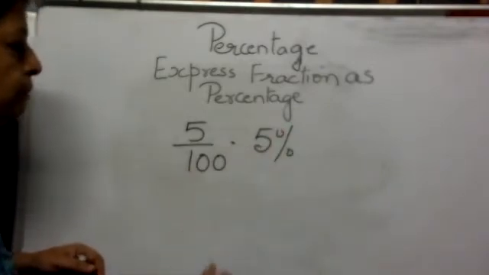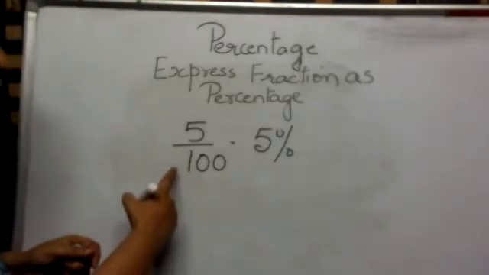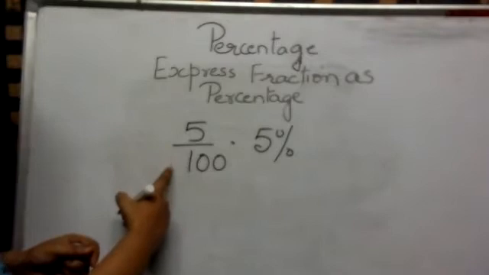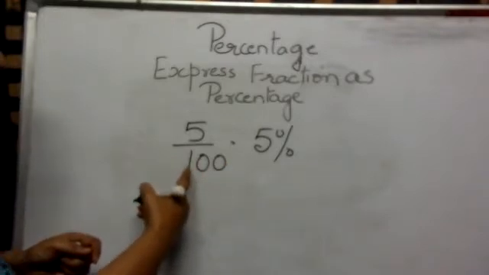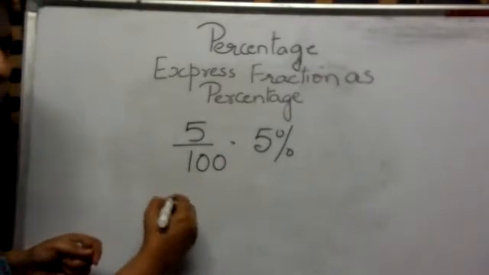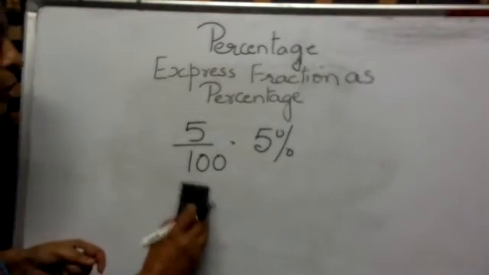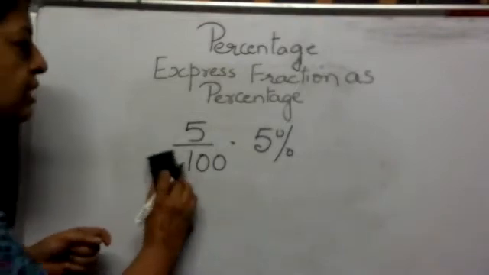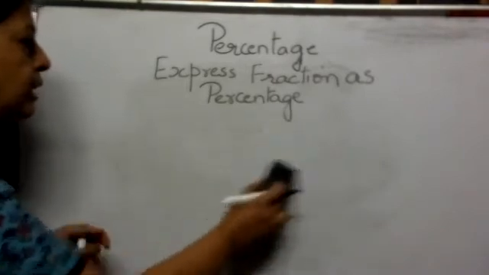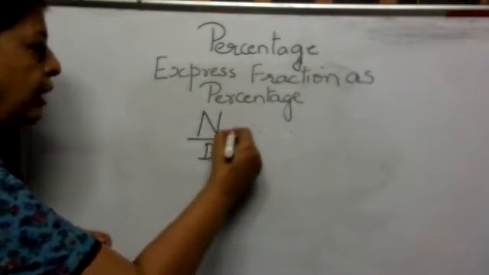So, the way to express a fraction as a percentage is: if the denominator is 100, then you can write it directly. But there is a simple formula or a simple rule which you can follow to express a fraction as a percentage. And that rule is numerator by denominator into 100.